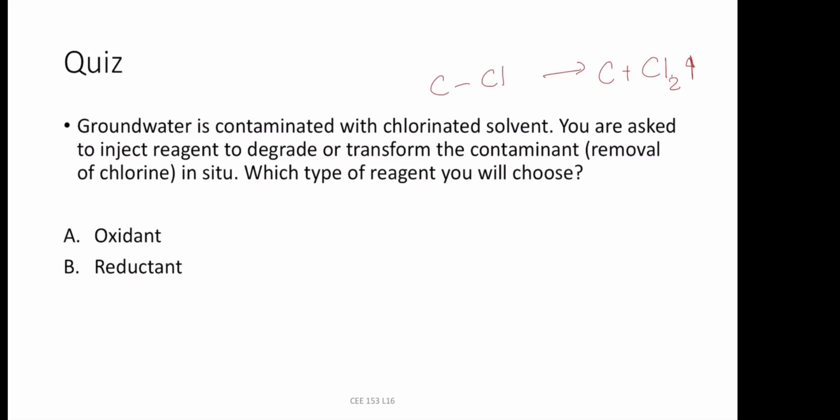All right, 10 more seconds. Think of chlorine. This is carbon-chlorine, so this has a bond here. Usually chlorine is -1. Okay, so that's -1 here. Chlorine gas is 0 because there's no charge. Okay. So -1 to become 0.